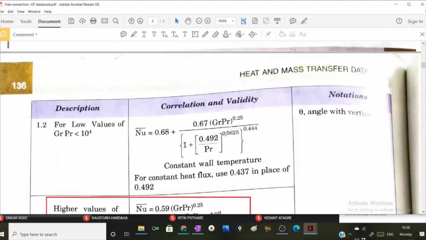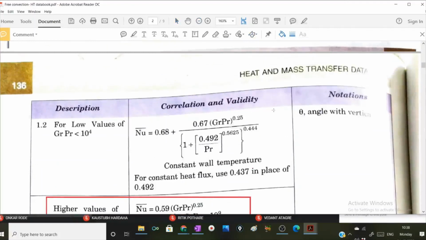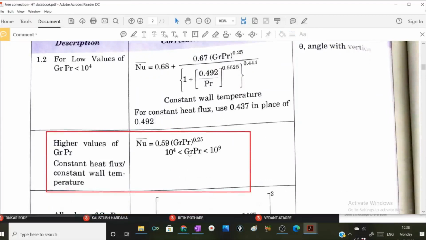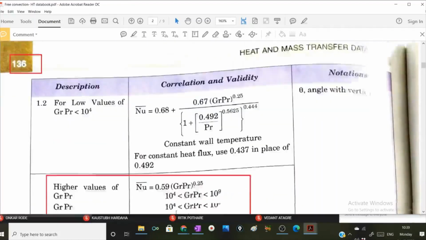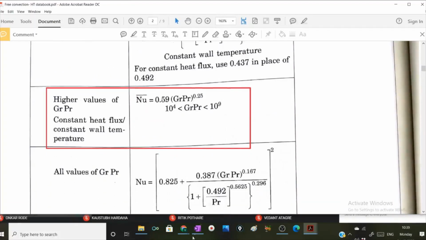So this is page number 136. Please mind well here, equation 1.2 and this value of GrPr. Got it? I hope all of you have got this formula. Page number 136, higher values of GrPr for both type of boundary conditions. This expression for Nusselt number, I can select.